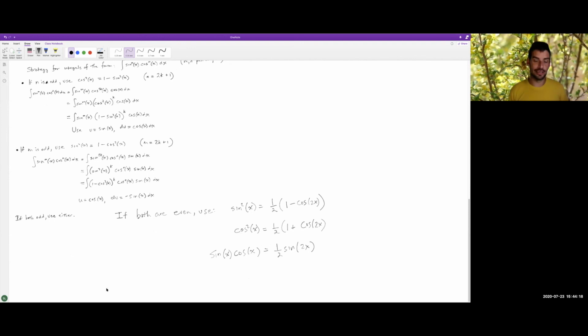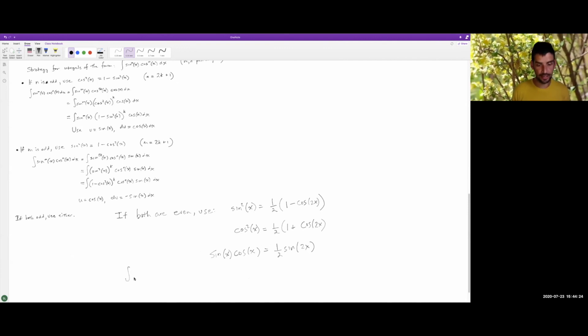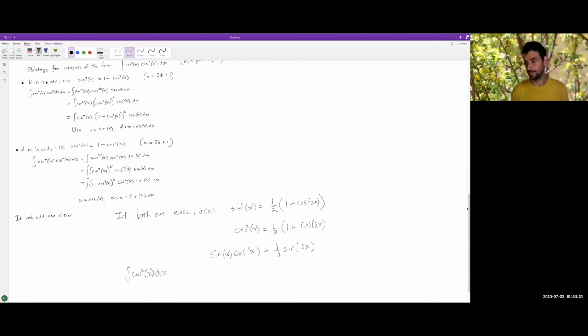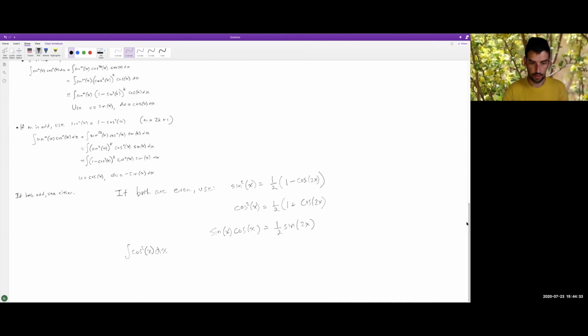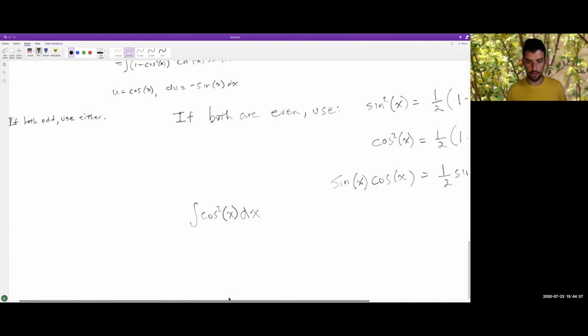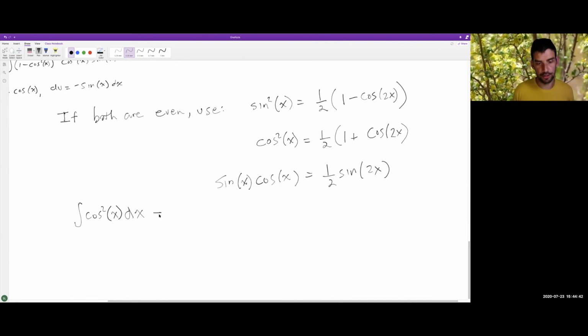Let's do an example of one such situation where we might use it. So let's just take a simple one, the antiderivative of cosine of x squared dx. Oh, I had the size off. All right, this is a little better. It's a bit big, but that's all right.